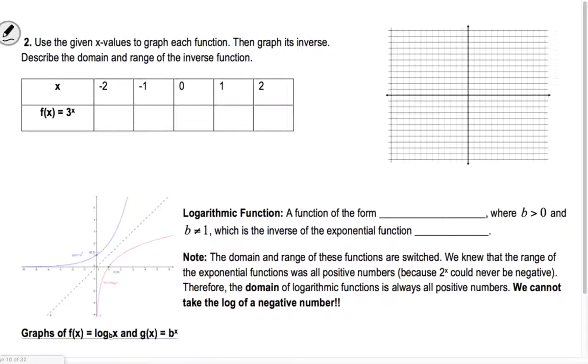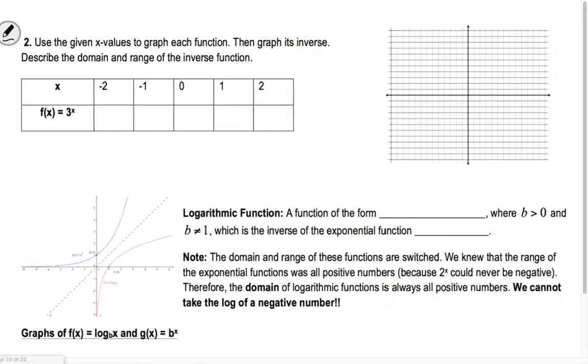All right, so let's see what the graph looks like. It says use the given values to graph each function, then graph its inverse. Logarithms are inverses of the exponential functions we learned yesterday. Do you guys remember inverses? Inverses are a reflection over the line y equals x, so it's all interconnected.